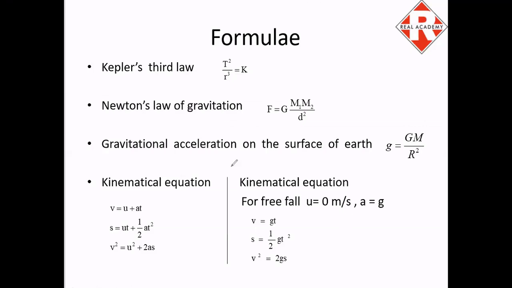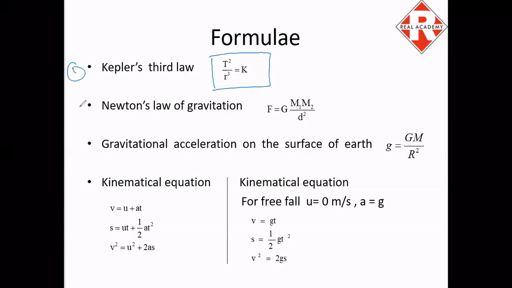According to Kepler's third law, we have the formula T square upon r cube is equal to k. So this is the first formula in our formula list, correct? The second formula that we saw was Newton's universal law of gravitation, that states F is equal to G into m1 into m2 upon d square, where G is the gravitational constant, m1 and m2 are the masses of two objects, and d is the distance between the centers of the two objects.